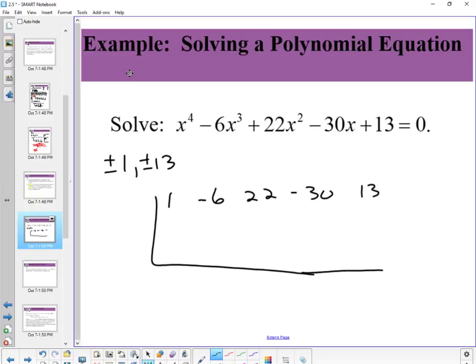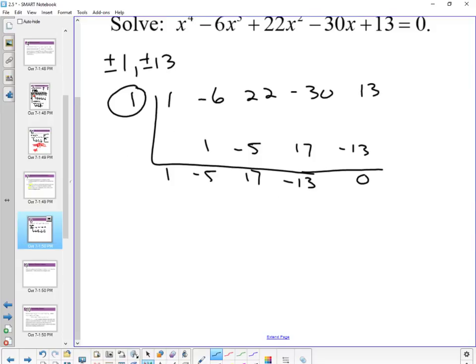So, what'd you guys try first? And what worked? Positive one. The positive one worked? So we got 1, 1, negative 5, negative 5, and then you'll get 17, 17, and then negative 13, 13, so you get 0. So that worked. So this is good. Now I'm going to take 1, negative 5, 17, negative 13. Do I include the 0? No, that's the remainder.